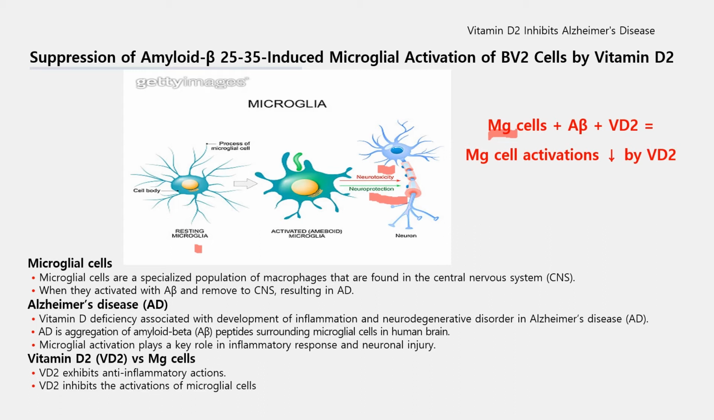So in this study, mouse microglial BV2 cells were treated with A-beta to activate them, and then treated with vitamin D2. Then what happened? You may know. The microglial cell activation is reduced by vitamin D2, right?